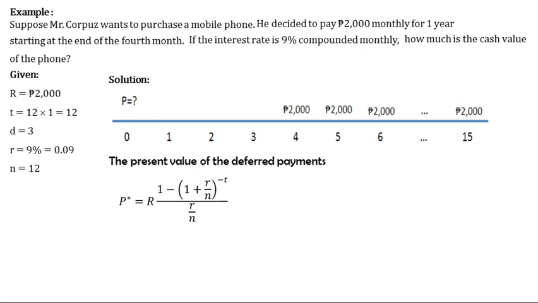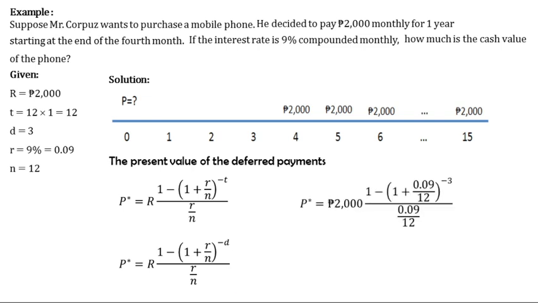So, alam natin na ang formula nun ay R times 1 minus 1 plus R over n raised to negative t all over R over n. But yung negative t natin dyan, since deferred payments ang hinahanap natin, the term would be the deferral period. So, instead of negative t, nilalagay natin ay negative d. So, the present value of the deferred payments, substituting the values in the formula, and solving it in PEMDAS order. So, yan ay 5,911.11.